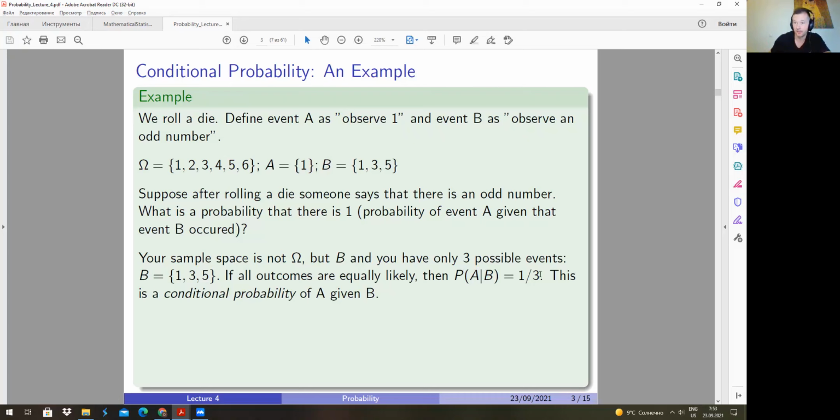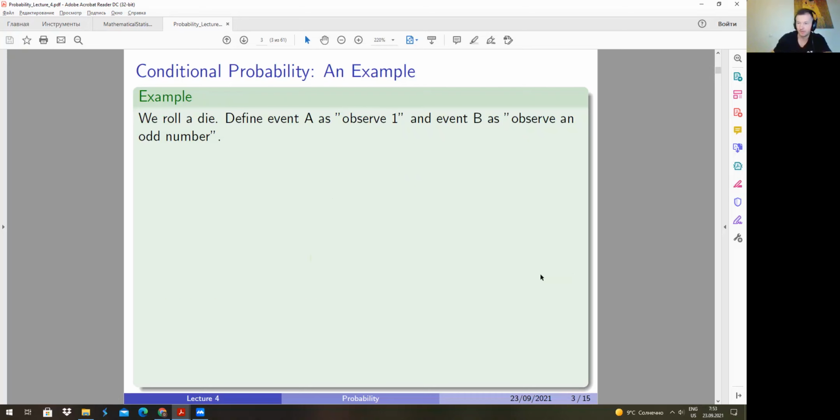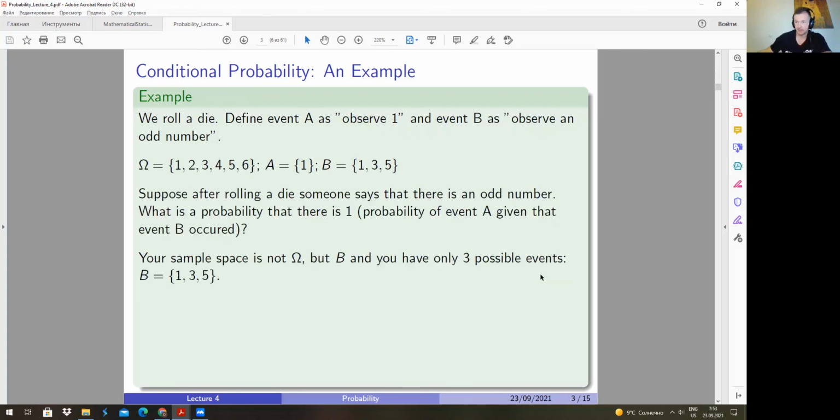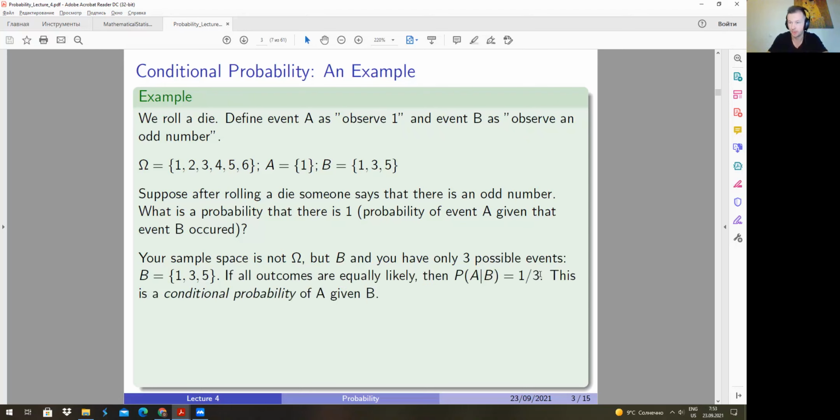So this is the idea of conditional probability. Once again, if you don't know this additional information, then the probability of A is 1/6. But when I'm given some additional piece of information, when I know that there is an odd number, I restrict my sample space from 6 elements to 3 elements, and this additional information gives me a chance to update my probability. The updated probability is going to be 1/3.